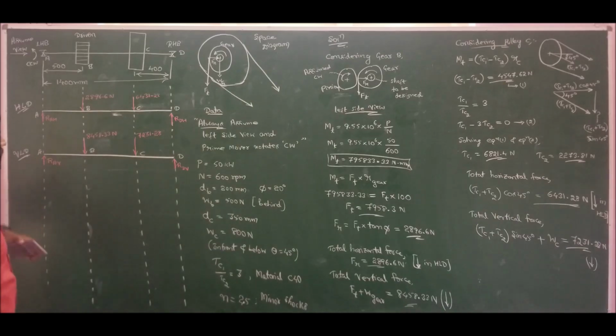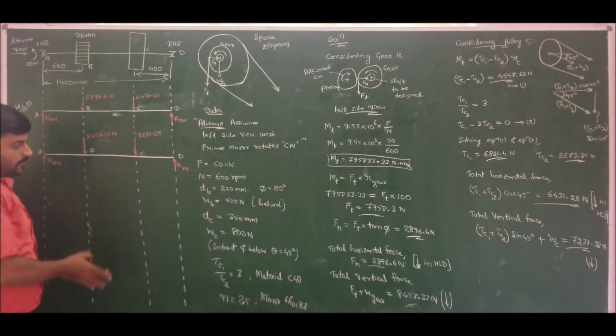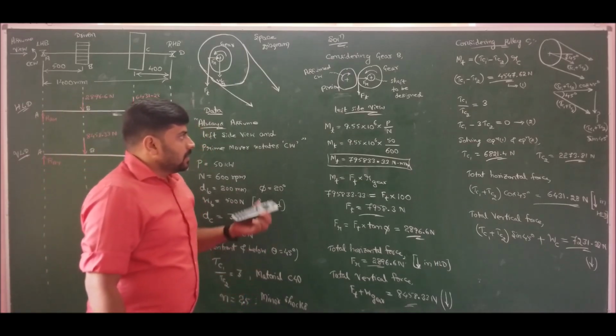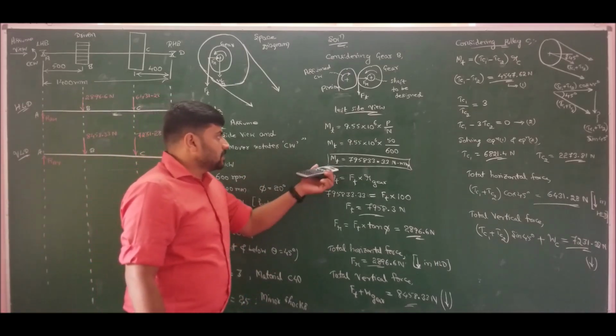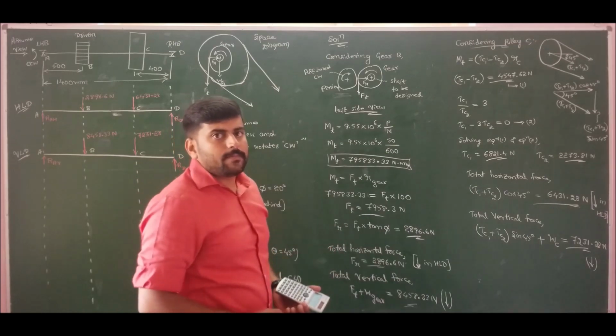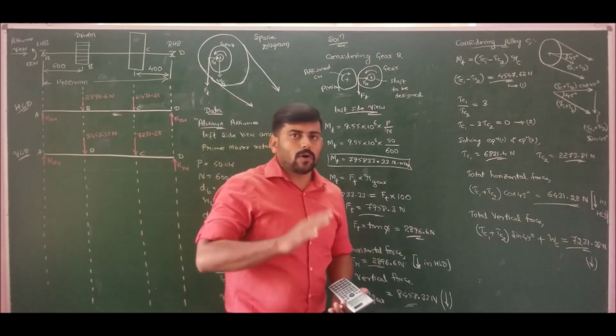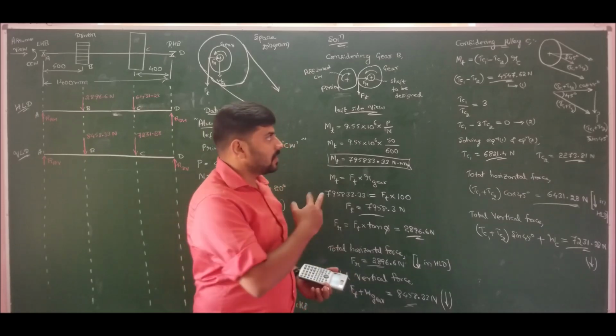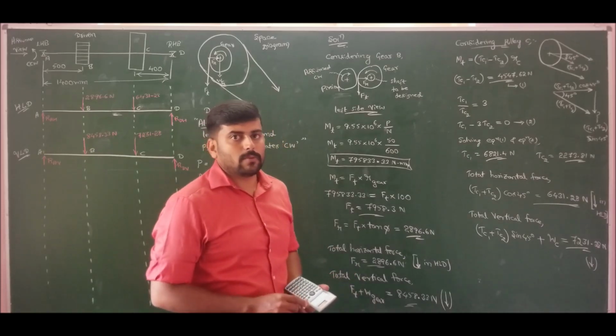Now I can find the horizontal and vertical bending moments and finally the resultant bending moment, thereby getting the maximum bending moment. If I know the maximum torque and maximum bending moment, I can find the diameter required. Let me pause this video for a while so that you can copy it down. Later we will solve the horizontal and vertical bending moments.